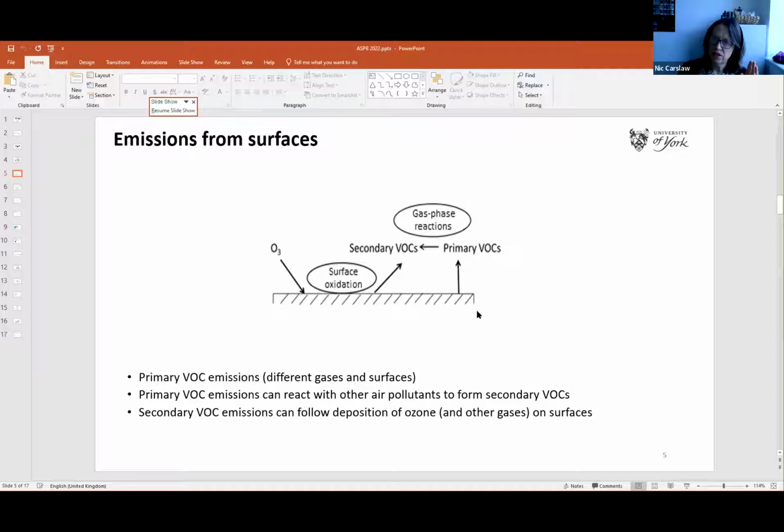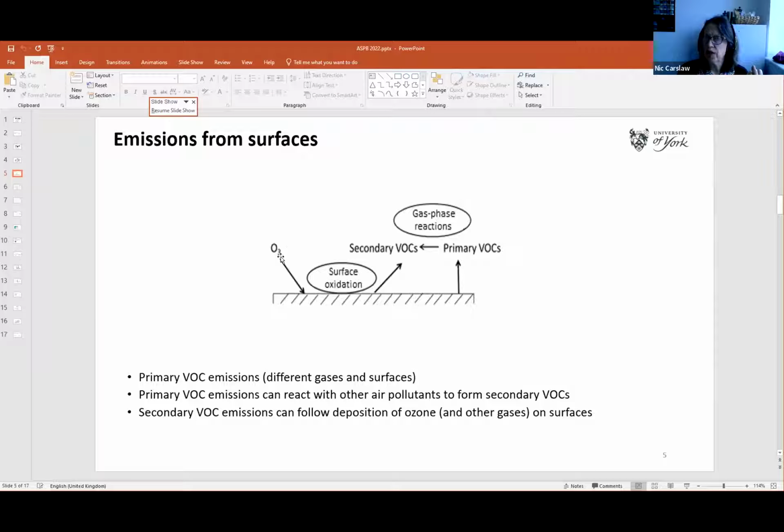And for some surfaces, the primary emissions will be more important. For some surfaces, the secondary emissions will be more important. But something that's quite important to consider is that these primary emissions fall off with time. So that's why you can't still smell your carpet a year later. Most of that primary stuff comes off in the first few months.